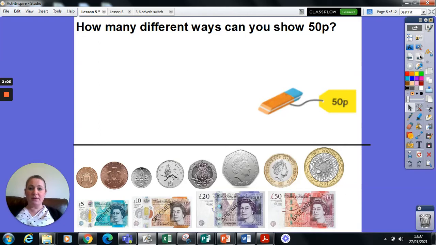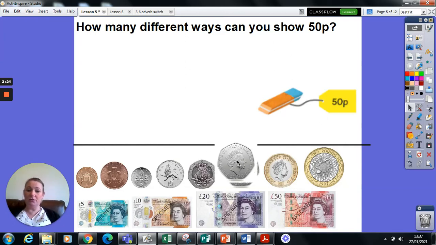What I want you to think about next is how many different ways can you show to make 50p? Again, pause the video and explore that question. Alright, so the most straightforward way, if you had the coin, would be quite simply to use a 50p coin. How else could I make 50p? Well, there are lots of ways. I won't explore them all, but we'll go through a few.